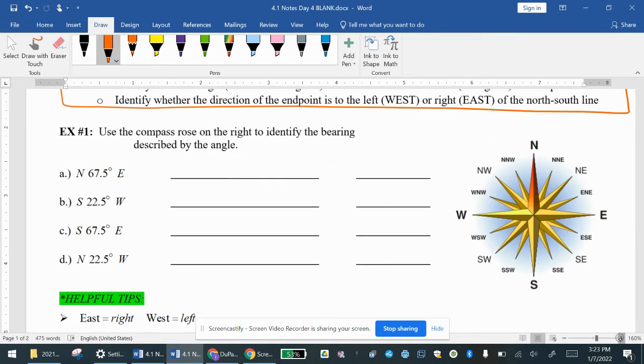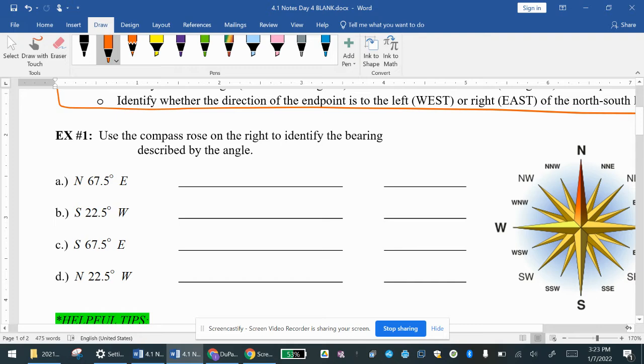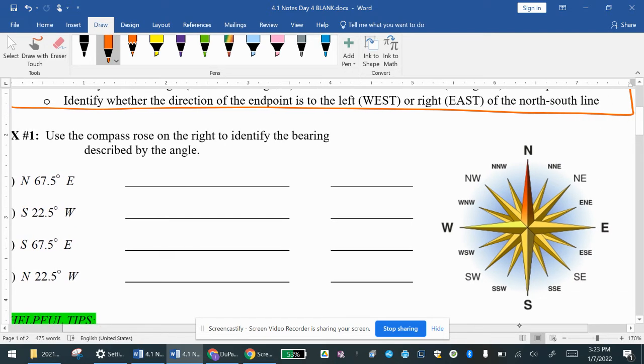Okay, as you read example 1, it's asking you to use the compass rose. So in case you've never heard of a compass rose, it's this guy over here. Kind of looks like a star, right? You're going to use it to identify the bearing described by the angle.